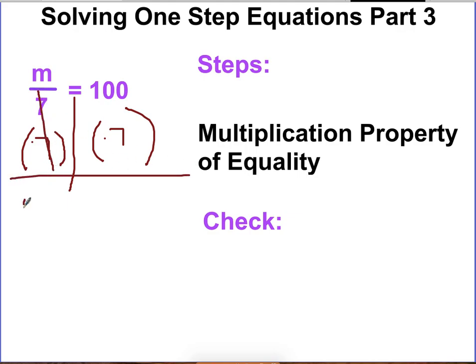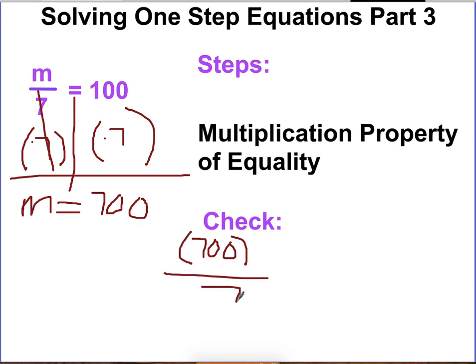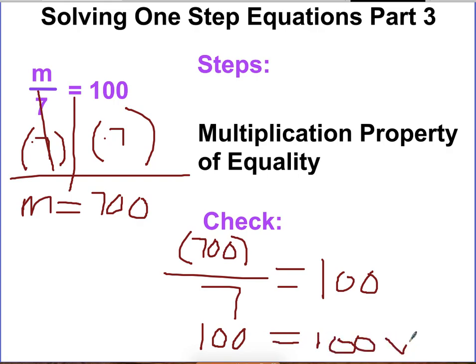Again, these are inverses, so we're just left with m. On the right side, multiply, you get 700. When we check that, let's put 700 in for our variable. Over 7 equals 100. 700 divided by 7 is 100, and that does equal 100. So that means that we did that correctly.